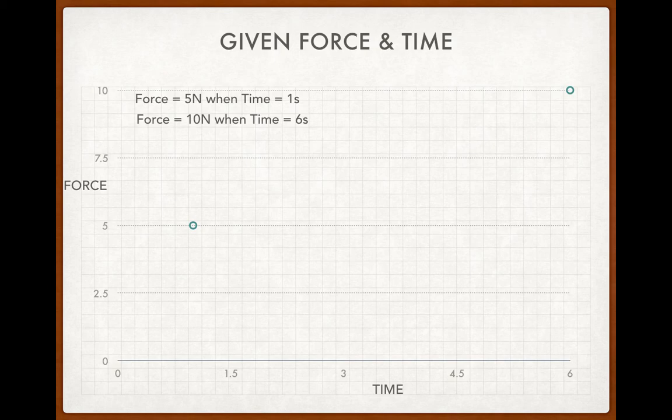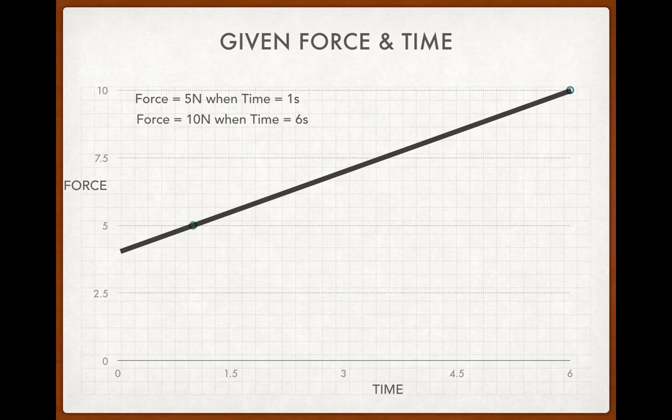So if in a question you were given that the force is equal to 5 newtons when the time is 1 second, and then later on the force goes to 10 newtons when the time is 6 seconds, if you plotted that, you would get the graph on the screen with the two dots there. You draw a line through them, and then what I'd suggest is to get the equation of a line. So I'm using y equals mx plus c here. You could use y minus y1 equals m into x minus x1, whatever works for you.